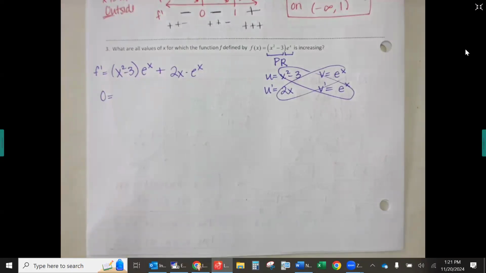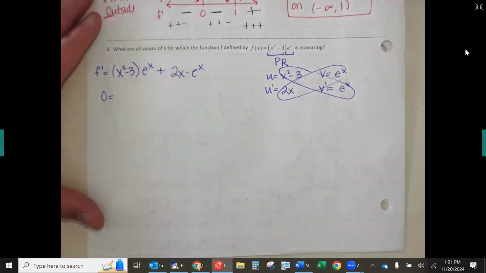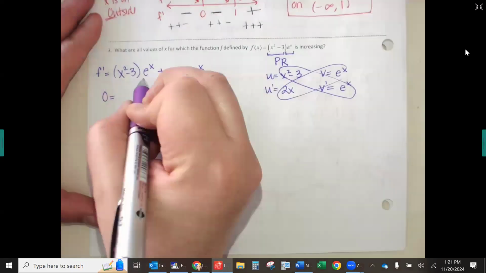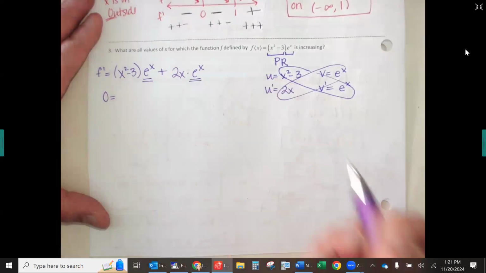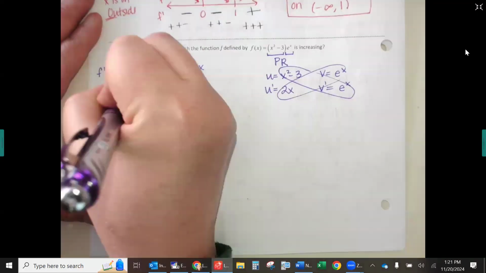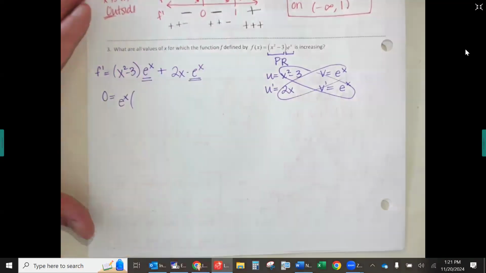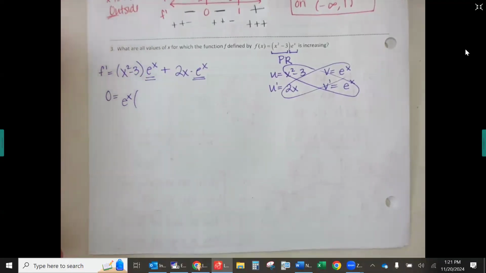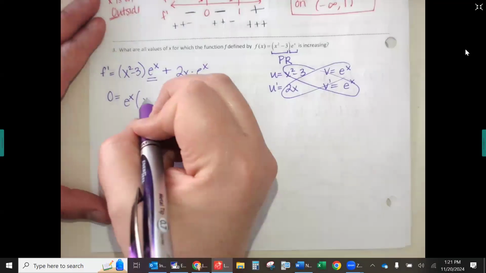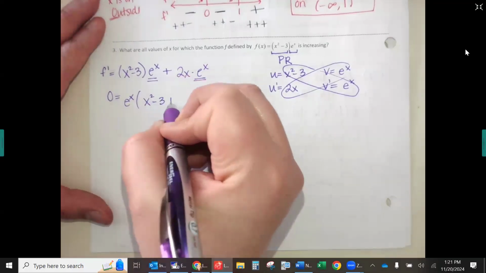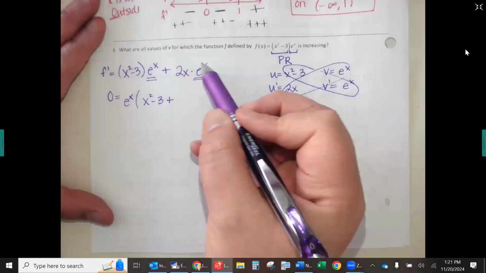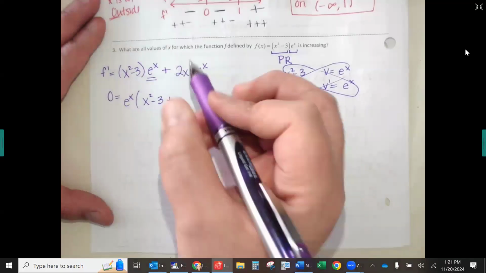So taking a look at those 2 terms, what type of factoring could I do? What do they both have? e to the x. Very good. So I'm going to pull my e to the x out. And then from the first term, I'm going to have the x squared minus 3 left over. And then from the second term, I'm taking the e to the x out, but I'm going to still have a 2x left over.